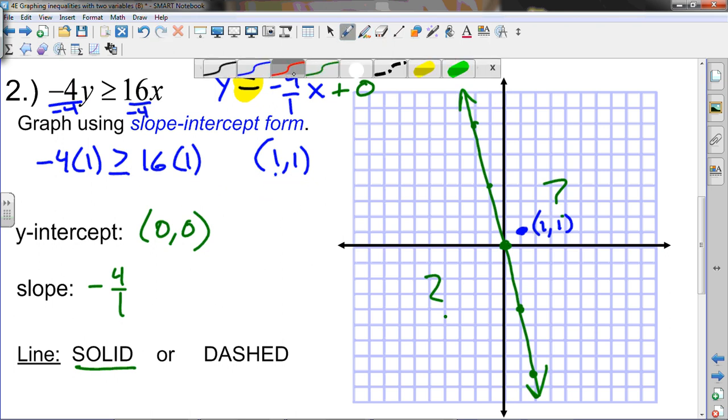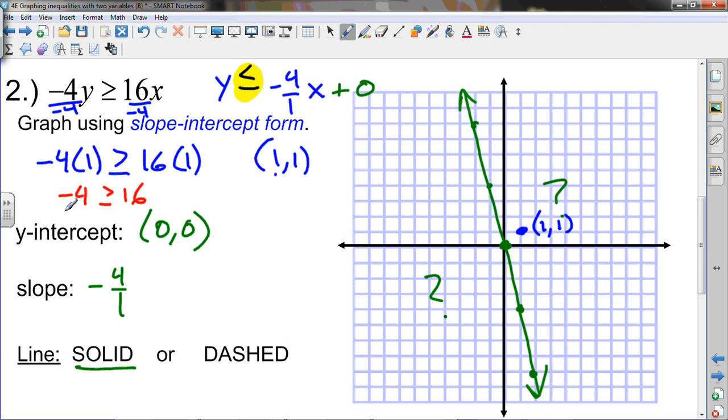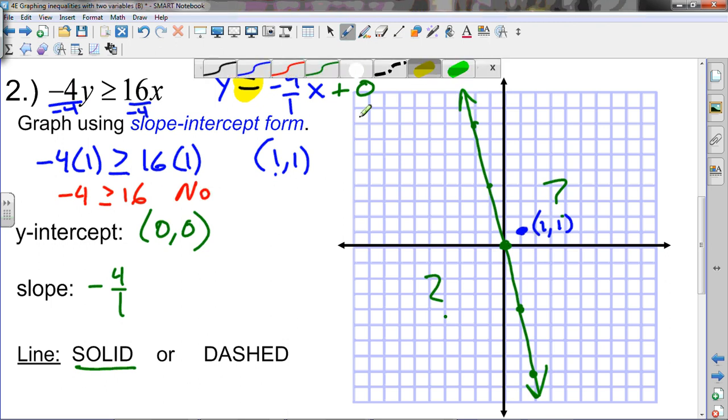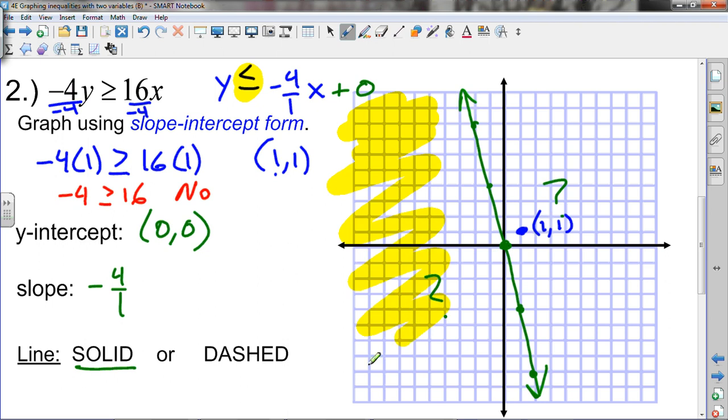Okay, so that's negative 4 is bigger than, now again, I'm not introducing a negative number here, I'm just evaluating. Is negative 4 bigger than 16? Okay, and we're going to say no, it's not. So this point is not a solution, so we're going to shade the other side of the line over here. Okay, so anywhere on this side of the line, including the line, is a solution.